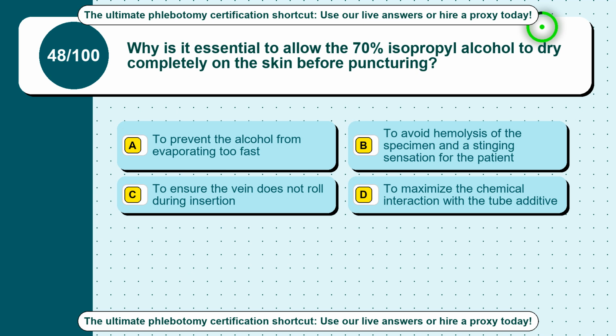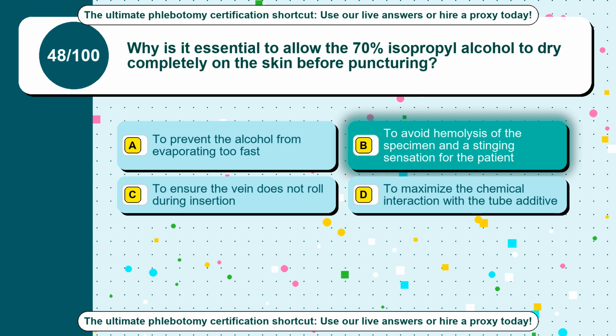Question 48. Why is it essential to allow the 70% isopropyl alcohol to dry completely on the skin before puncturing? Option A. To prevent the alcohol from evaporating too fast. Option B. To avoid hemolysis of the specimen and a stinging sensation for the patient. Option C. To ensure the vein does not roll during insertion. Option D. To maximize the chemical interaction with the tube additive. The correct answer is option B.